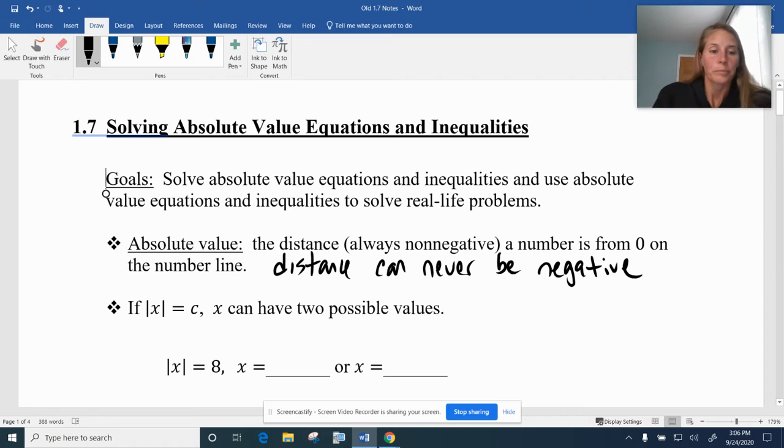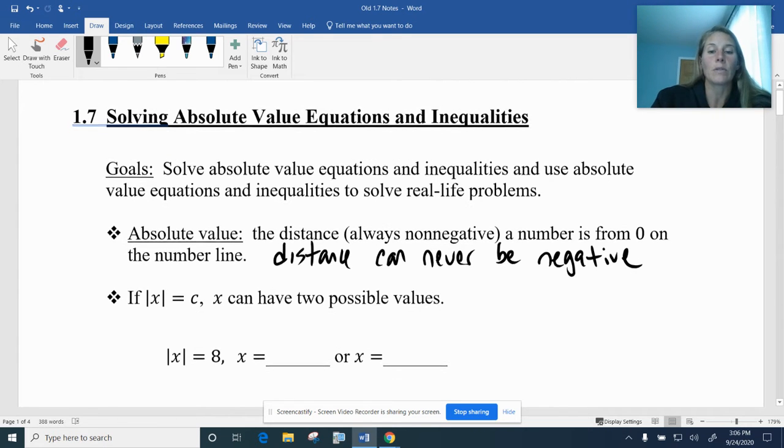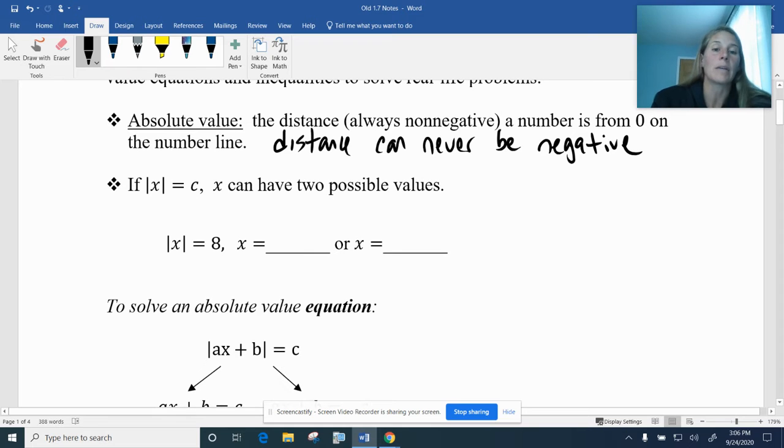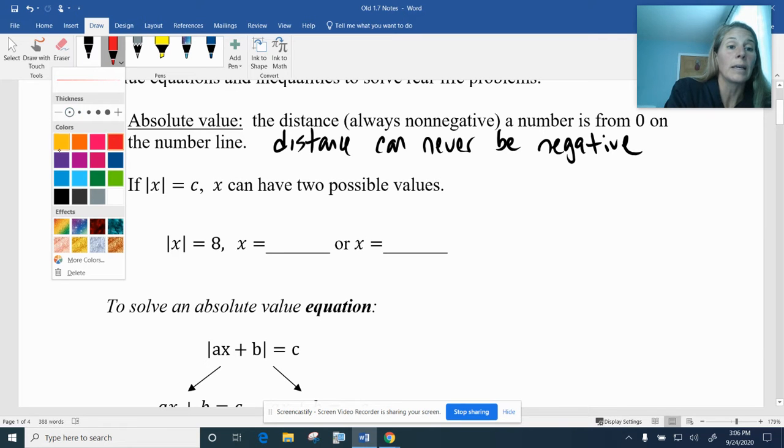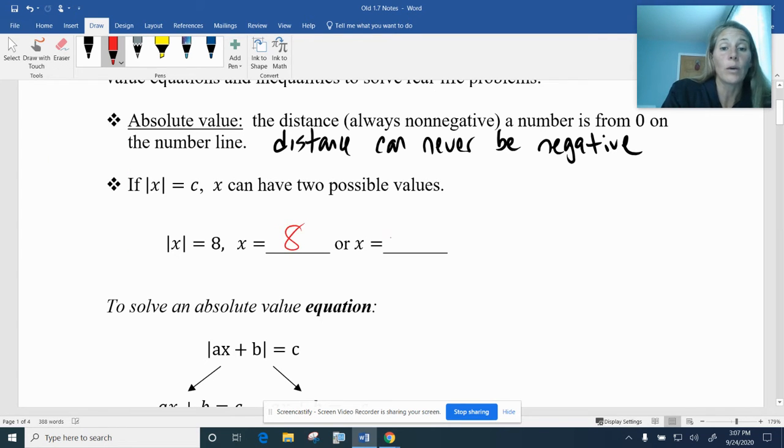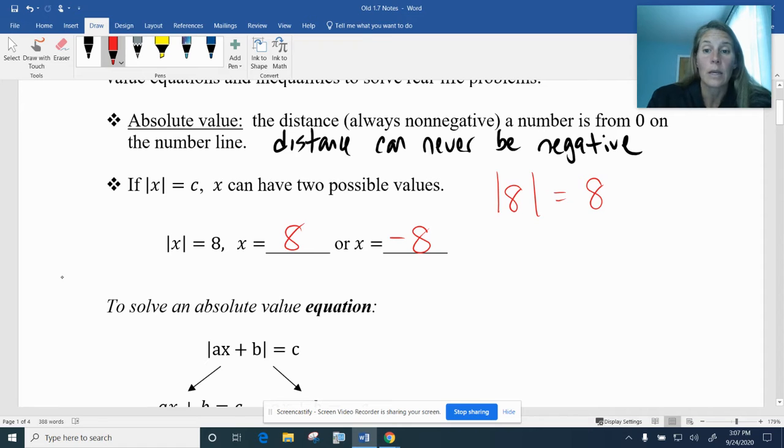of miles. Okay, so if the absolute value of a number x equals c, then that means x can have two possible values. So if absolute value of x equals 8, for instance, then that x value could be positive 8 or it could be negative 8. So why is that? Because if you had an 8 inside those absolute values, the number 8 is a distance away from 0 of 8 units. If you had a number of negative 8 inside your absolute values, that would also be 8 units away from 0 or a distance of positive 8.